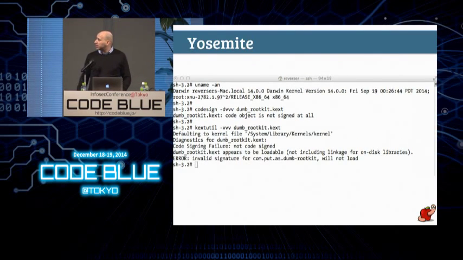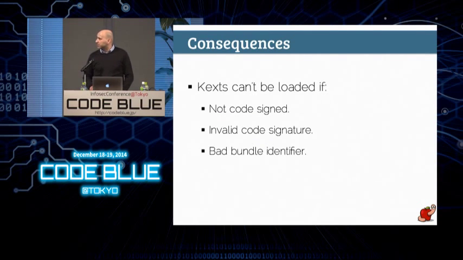In Yosemite, it was turned on by default. So if you try to load code that is not signed, Yosemite will not load that code. It will refuse it. It will say, it's not code signed, get out. So what are the consequences? You cannot load kernel code using the normal interfaces if it's not code signed. If it has an invalid code signature, meaning you can patch the binary, it will fail the code signature and can't work anymore. And you can't also use the Apple identifier.